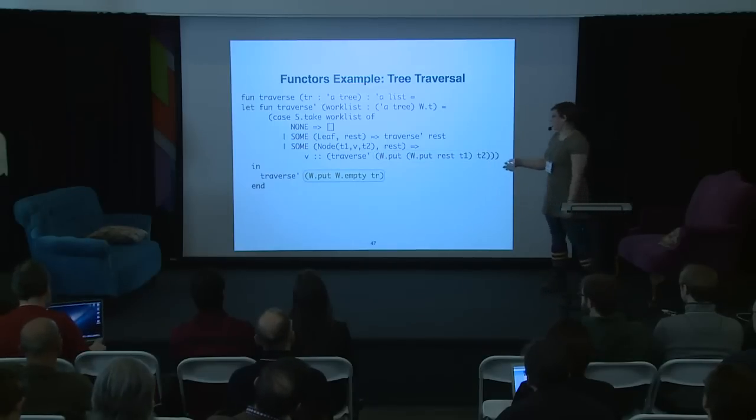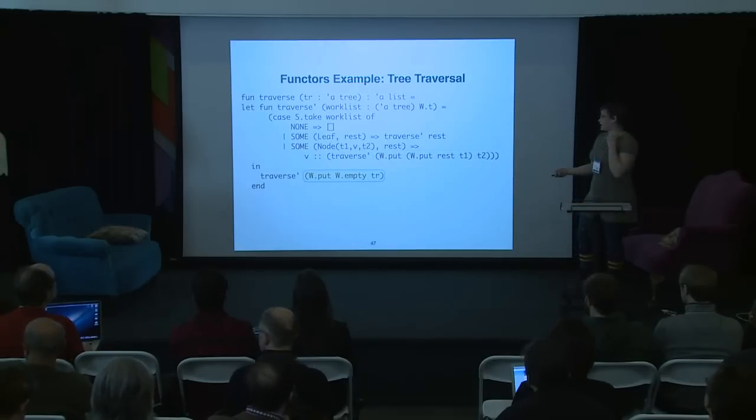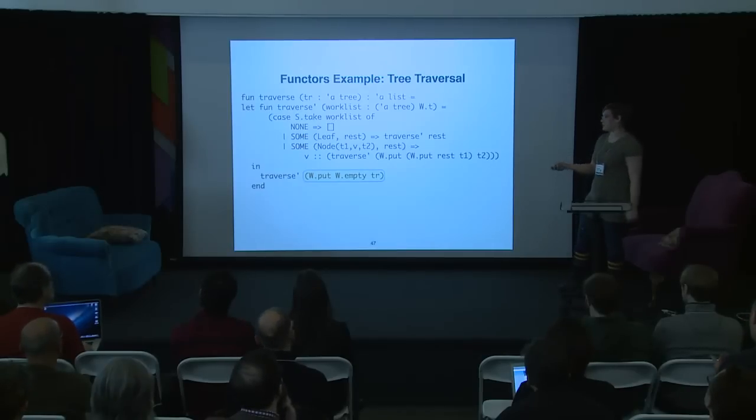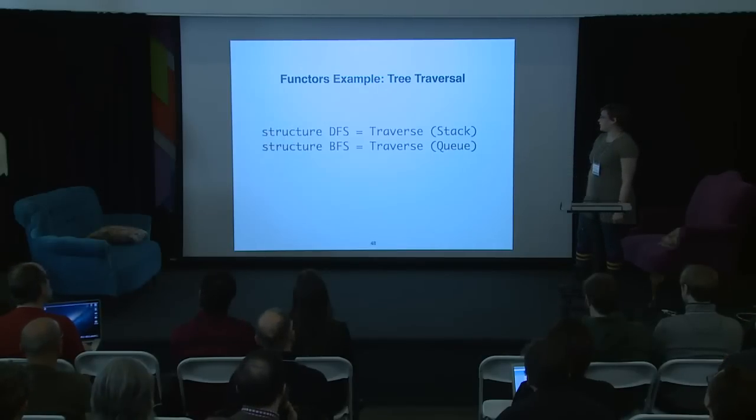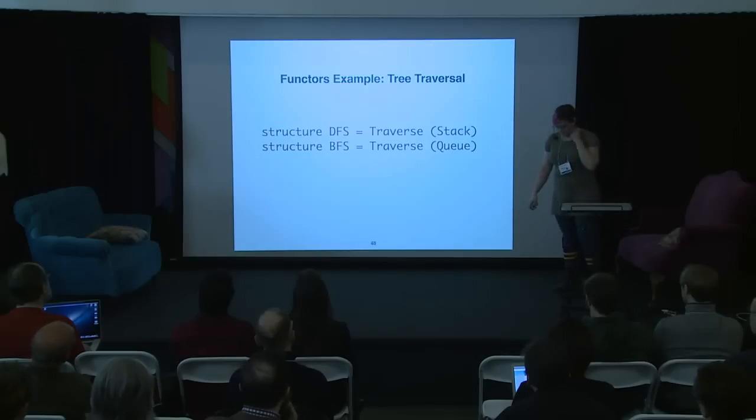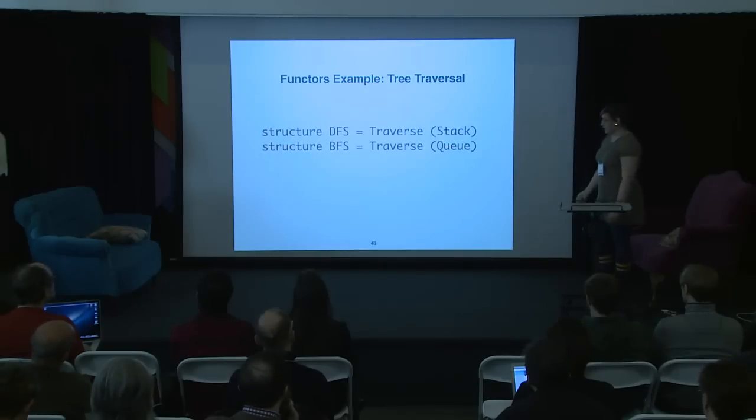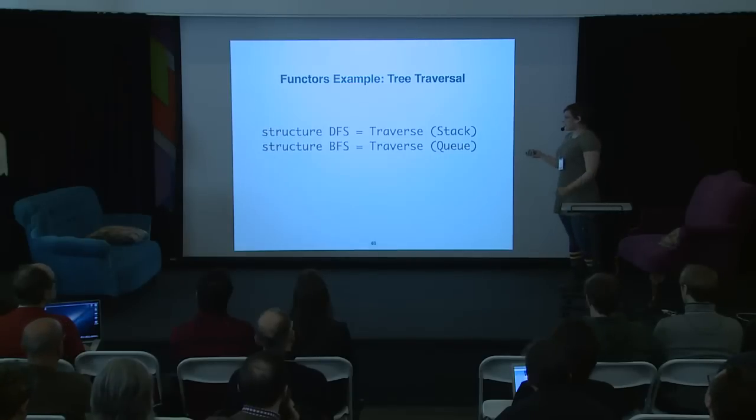Right, and then we start the whole thing going by putting the initial tree onto the empty work list. All right, so the cool thing that we get as a result of this is we can apply the traverse functor to a stack and get depth first search, or we can apply the traverse functor to a queue and get breadth first search.